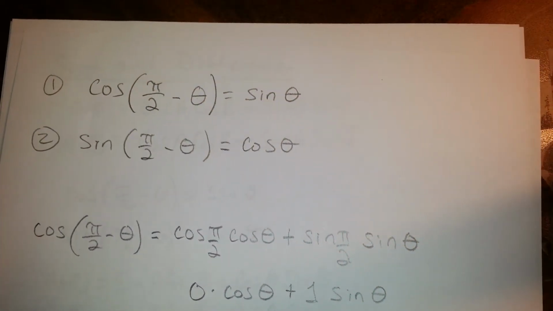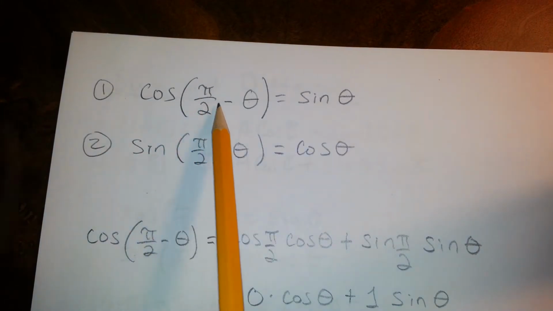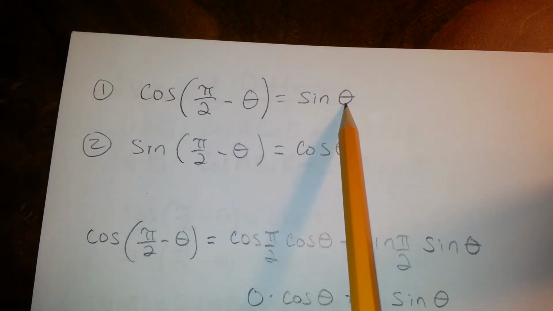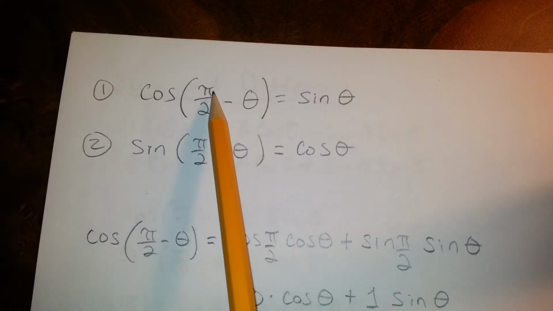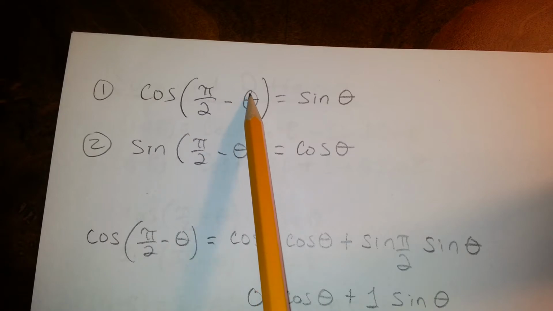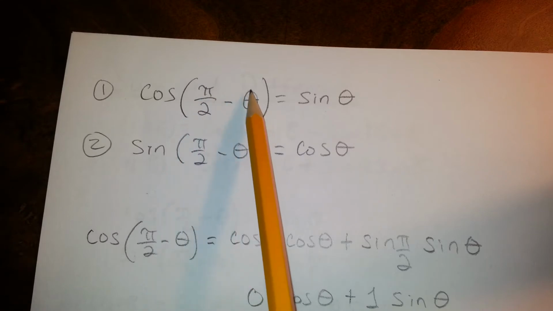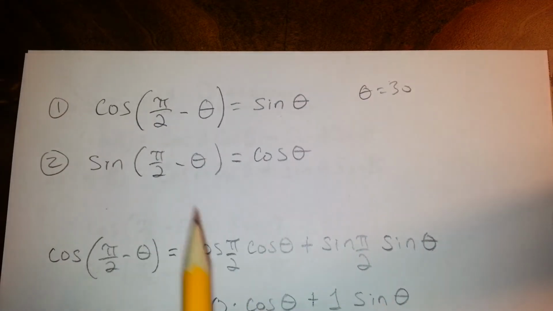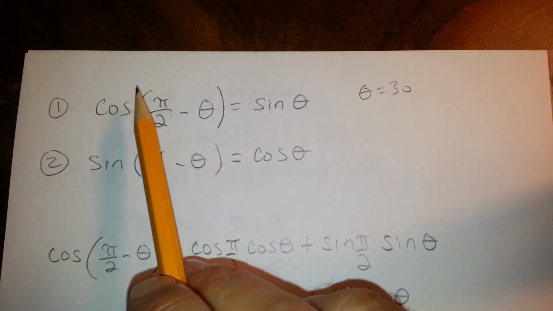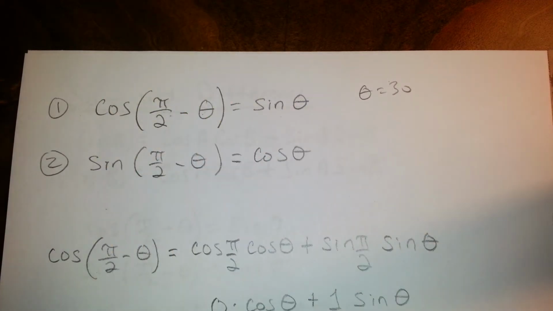But anyway, here's a couple identities I definitely wanted to show you before you go to calculus. Okay, this first one: cosine of pi halves minus theta equals sine of theta. Just think about it. Let's say theta is 30 degrees. Cosine of pi halves minus 30. Pi halves minus 30 is 60. Cosine of 60 is 1/2. What's sine of 30? 1/2.